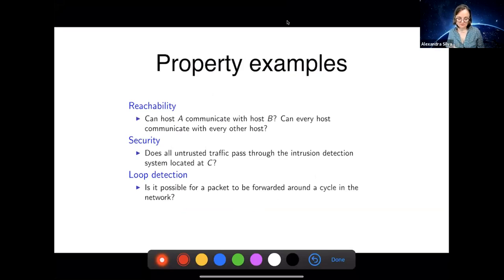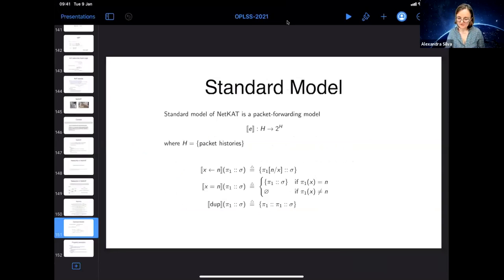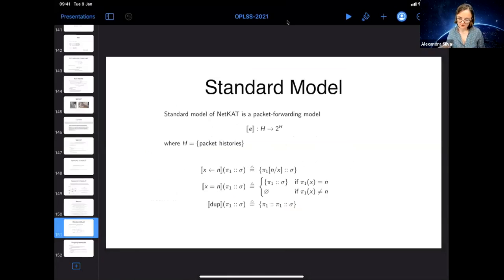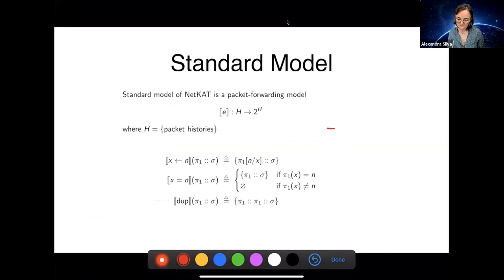And using this, I should have said in the previous slide that the semantics of plus continues to be union like before. And the semantics of sequential composition, maybe I should just write these definitions. It's the same, but slightly different. So if I have P plus Q, and I'm applying this to a history like this, then I just take the union.